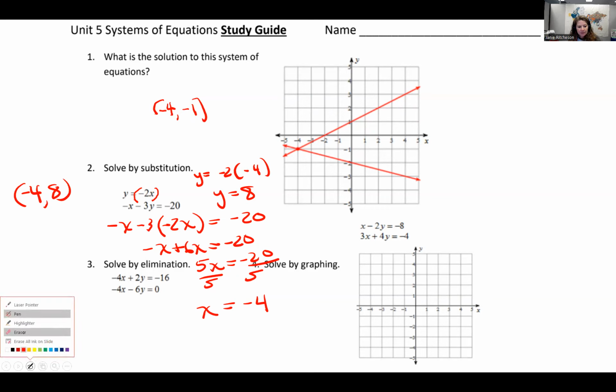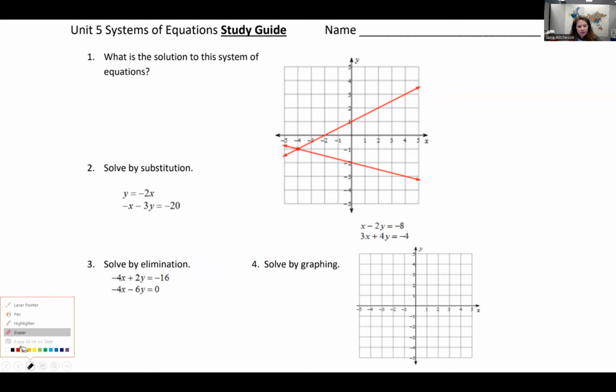Number 3, it says to use elimination. So my x's have the same coefficient, so I want one of them to equal +4. I'm going to multiply the first equation by -1. It doesn't matter which one you do. I'm going to leave the second equation like it is. I'm going to bring down the first equation. So -1 times -4 is 4x. 2y times -1 is -2y. And -1 times -16 is +16.